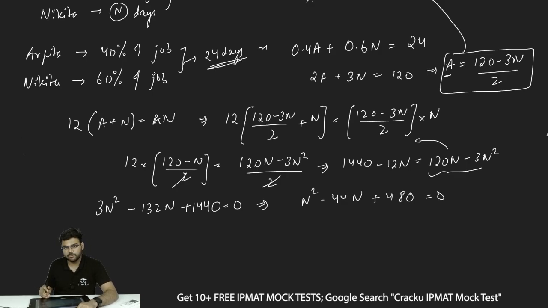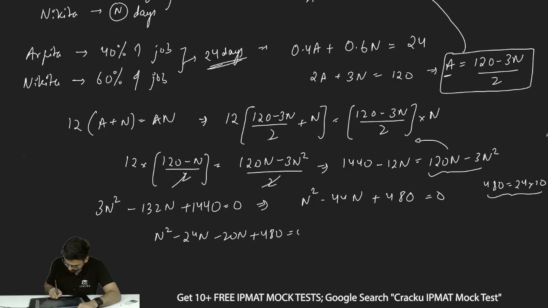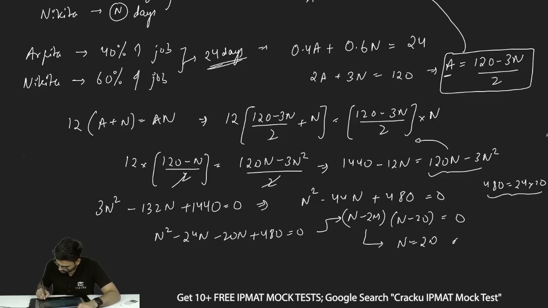Now 480 can be factored as 24 into 20. So N square minus 24N minus 20N plus 480 is equal to 0. And thus I can say (N minus 24) into (N minus 20) will be equal to 0. And thus the possible values of N are either N is equal to 20 or N is equal to 24.